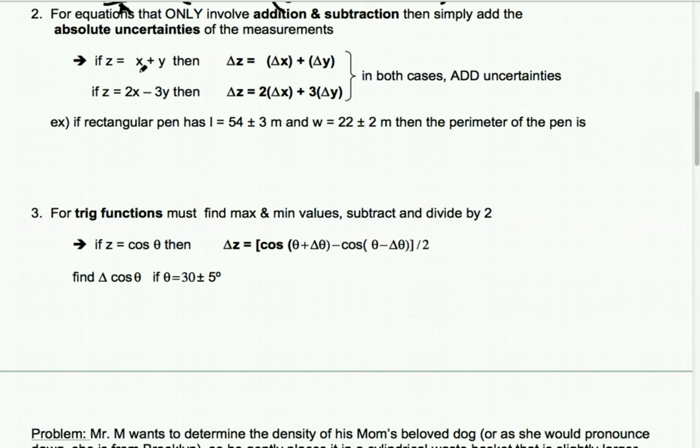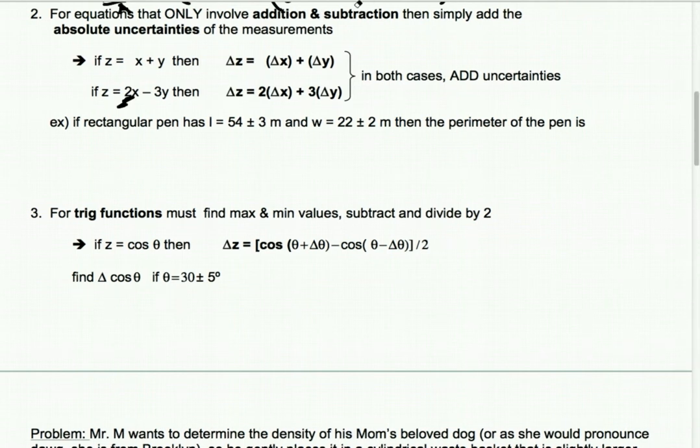So if I have a term z and z is equal to x plus y, the difference here is I'm not adding the fractional uncertainties, I'm adding the absolute uncertainties. So it's just a straight sum of your uncertainty in x plus your uncertainty in y. If you have a multiplier in front of it, like the 2 here, then it's the same thing as the exponent. You've got to multiply it by that value. So it doesn't matter whether we're adding or subtracting, we're still adding the absolute uncertainties.